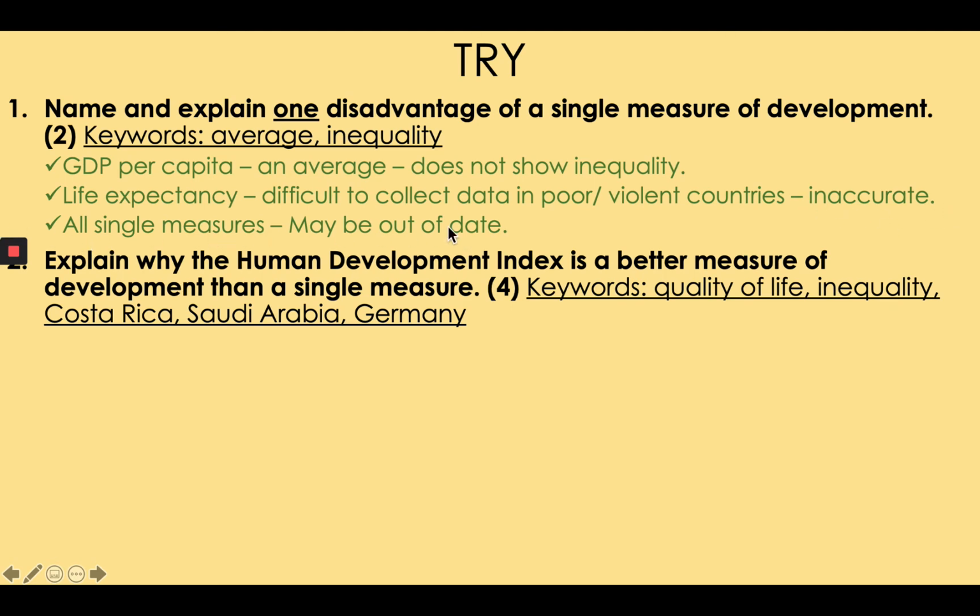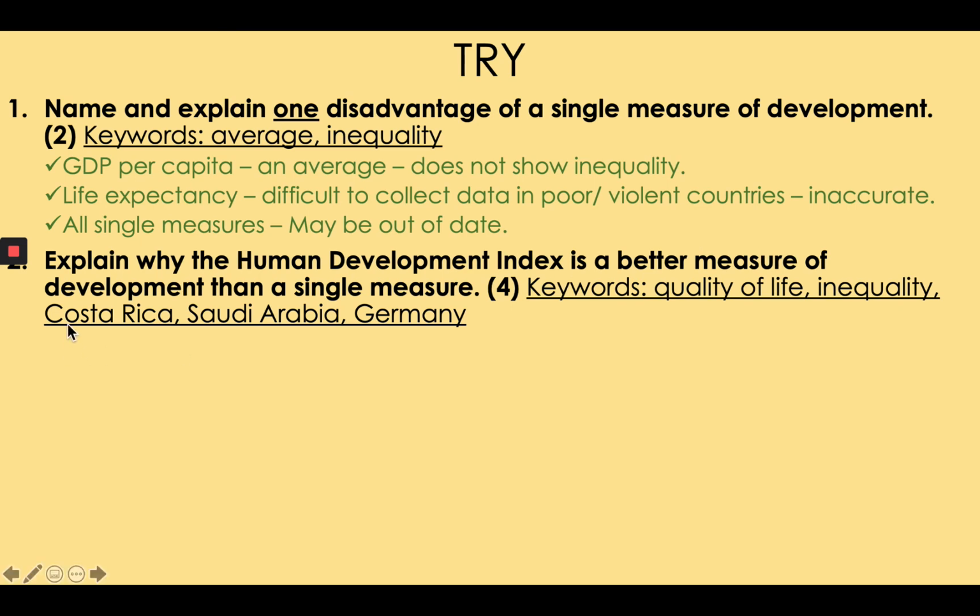All single measures might be out of date, similarly. If there's a war in a country, for example in Syria recently, it's difficult to measure the different indicators of development as that's going on. And so the measures that you do have will become out of date very quickly.